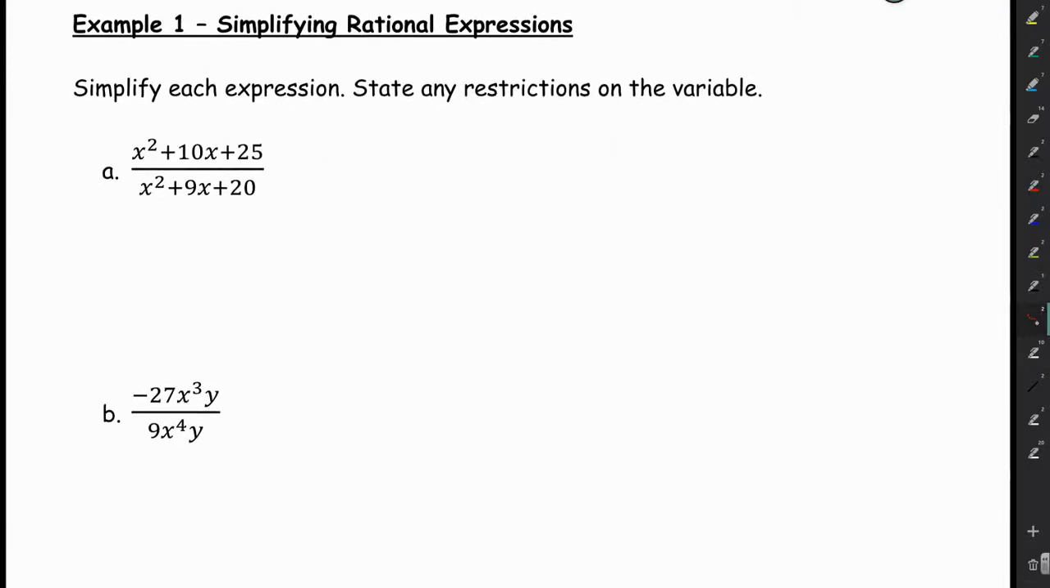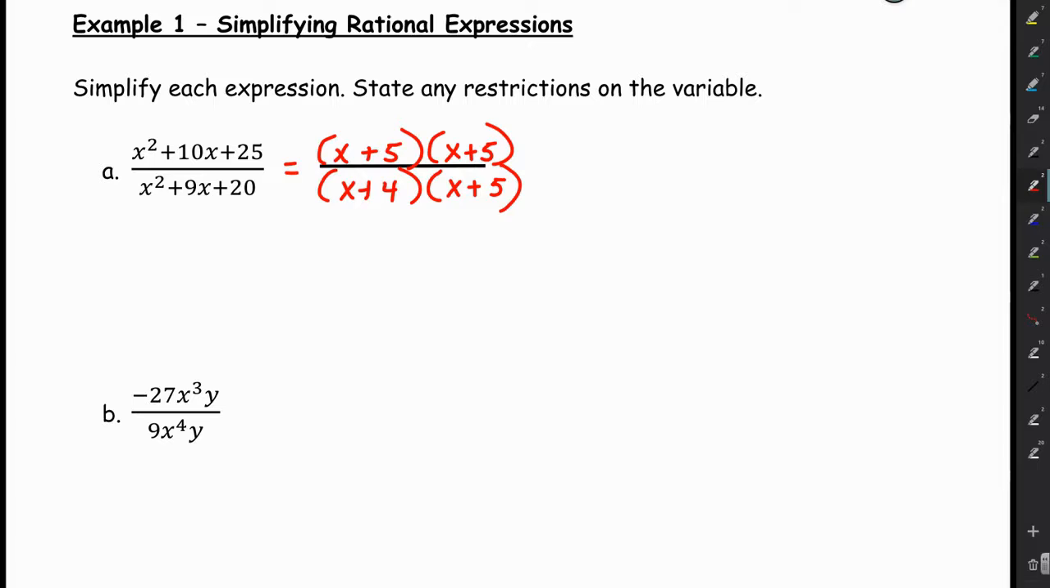So we're going to be simplifying rational expressions, and then we're going to be stating any restrictions on the variable. What do we mean by that? Anything that would make our denominator 0 would be a restriction on the variable, because as you know, we cannot have a 0 in the denominator. So first of all, we're going to factor the numerator and the denominator. We need two numbers that multiply to 25 and add to 10 for the numerator. And we need two numbers that multiply to 20 and add to 9 for the denominator.